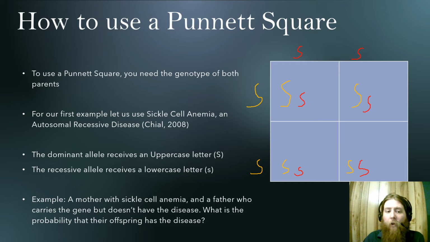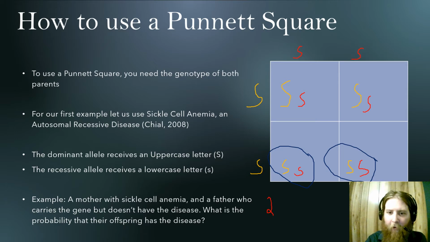All right, so the question is, what is the probability that these offspring will have the disease? Now, to have the disease, you have to have 2 copies of the recessive trait. So this one has 2 copies of the recessive, and this one has 2 copies of the recessive. So overall, we have 2 out of 4, which equals 0.5, or 50% of these offspring have sickle cell anemia.